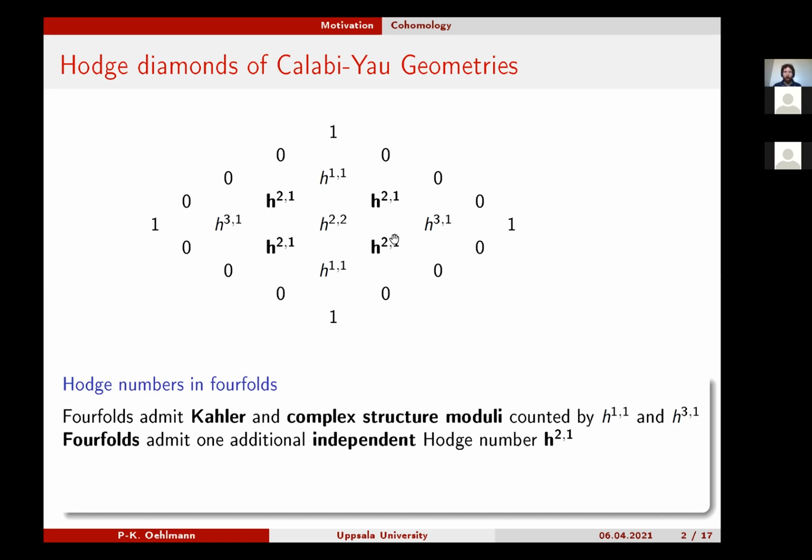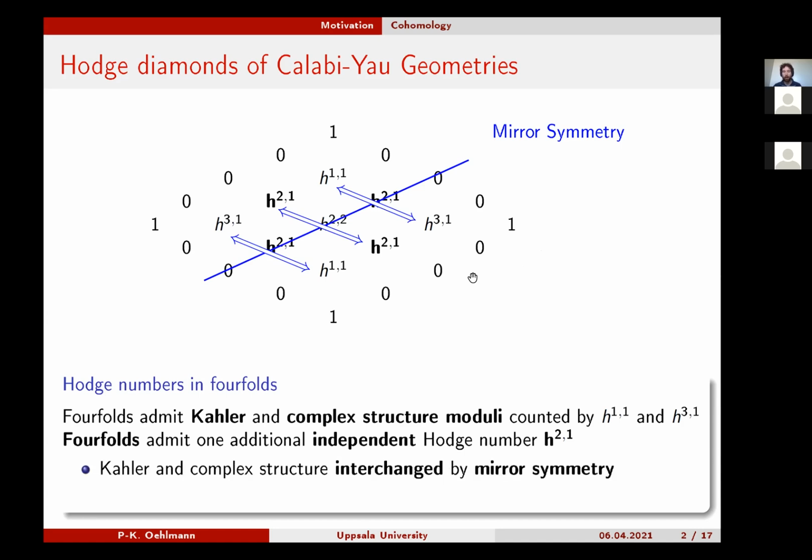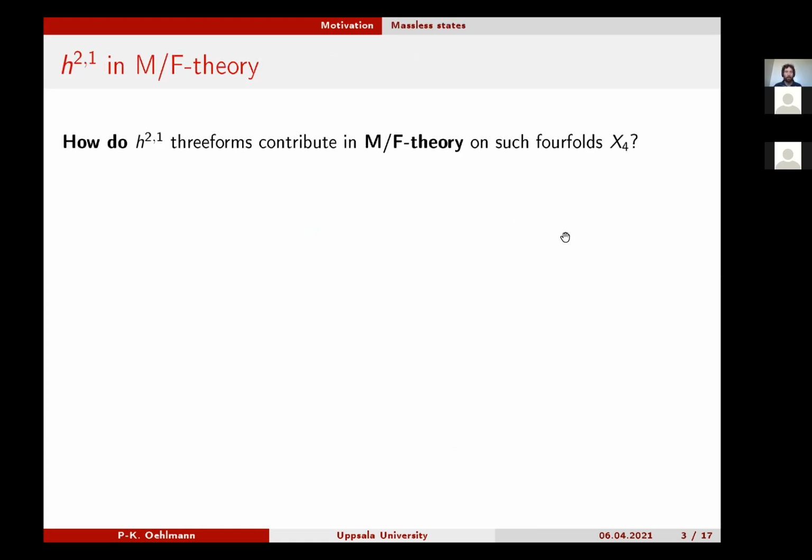One of the nice features about this additional contribution is, when you, for example, consider mirror symmetry, that complex structure and scalar moduli are still mapped onto each other, and this threeform cohomology is mapped onto itself. So this alone tells you that this is something that deserves some attention. So this is my first motivation for all of this.